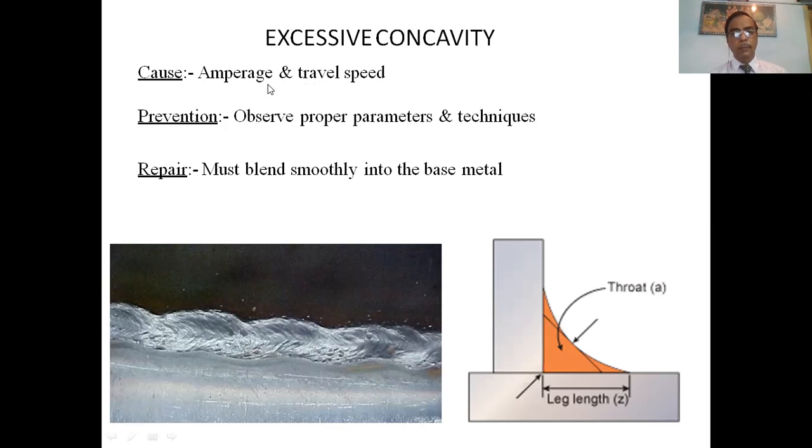The main causes of welding defects are basically the amperage, the correct ampere, and travel speed. These are the main things, and also the electrodes and welding material have an effect. These are the causes for this excessive concavity or any other defects. Prevention: observe proper parameters and techniques. Repair: it must blend smoothly into the base metal.